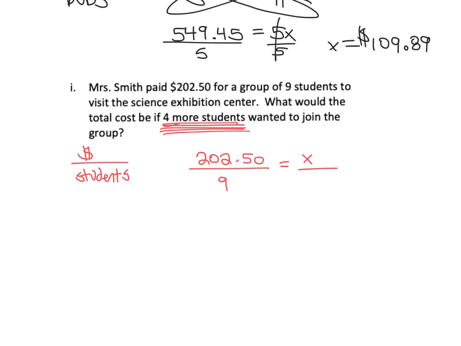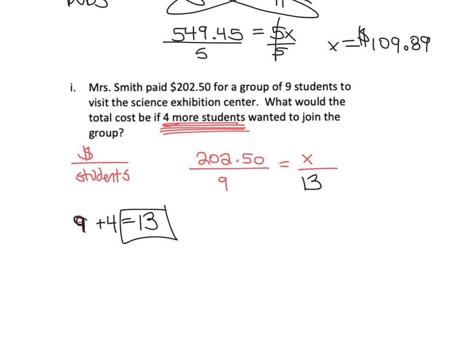It says, what would the total cost be if 4 more students wanted to join the group? So we need to think about, how many students do we have total now? So we know they started with 9 students, and you're asked for the cost if 4 more students join the group. So that makes a total of 13. So what we're trying to find the cost for is 13 students. So I'm going to put 13 on the bottom.